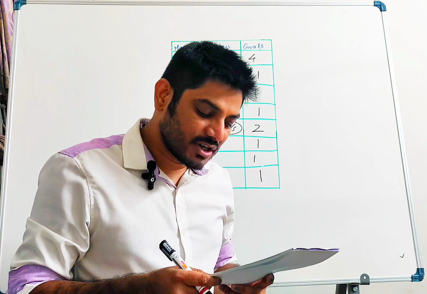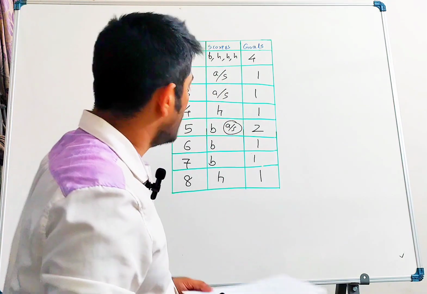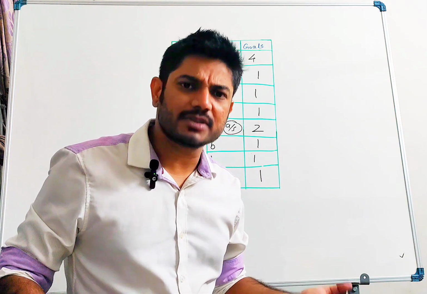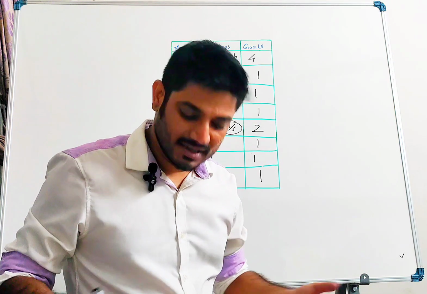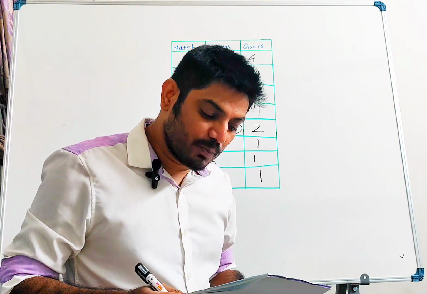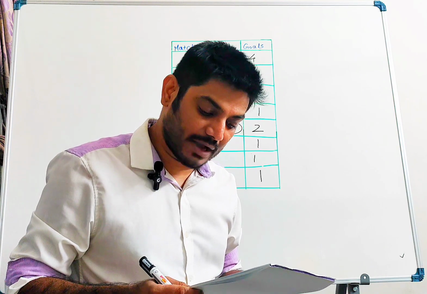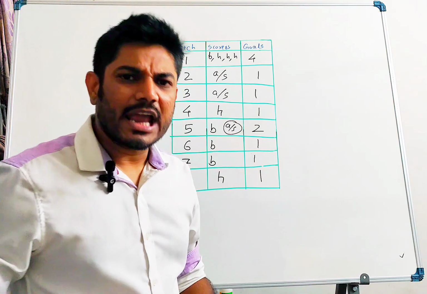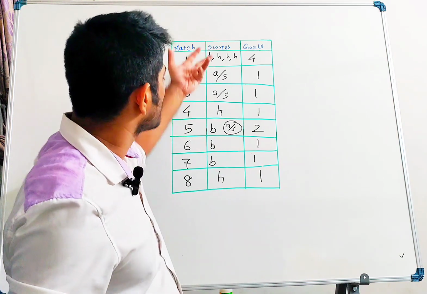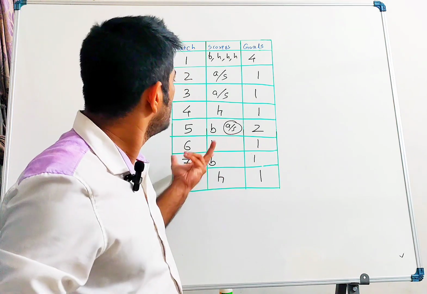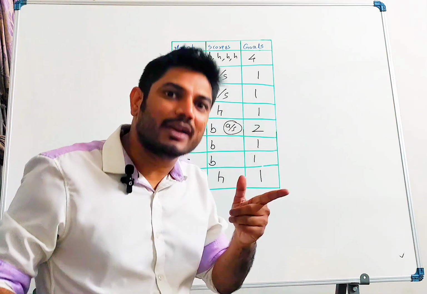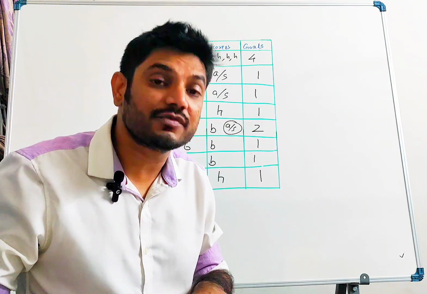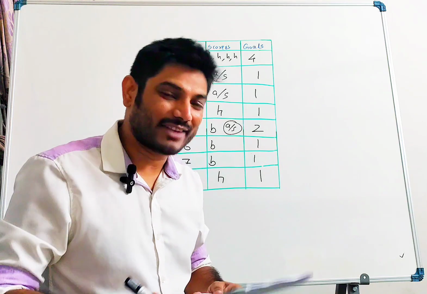Which of the following statements is false? In every match, at least one player scored a goal. Yes, definitely. There was no match which was goalless. Then, no two players scored in the same number of matches. Yes, everyone scored in different number of matches. A scored in 3, B scored in 4. So A might have scored in 2 and S in 1, or A in 1 and S in 2. So this is absolutely true. Both the statements are true and they are asking which is false. None is false. And that was the correct answer.